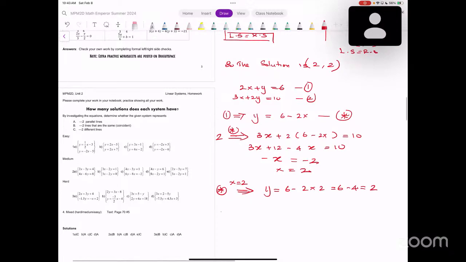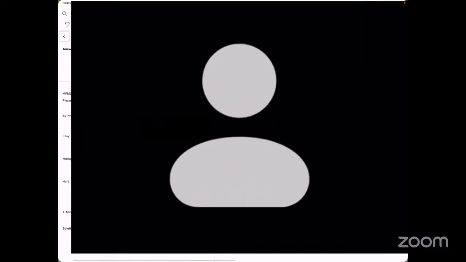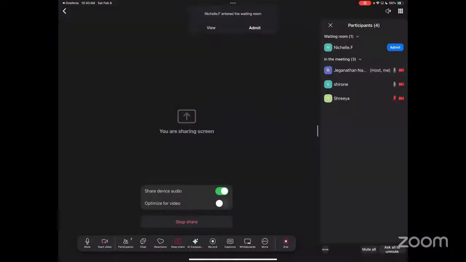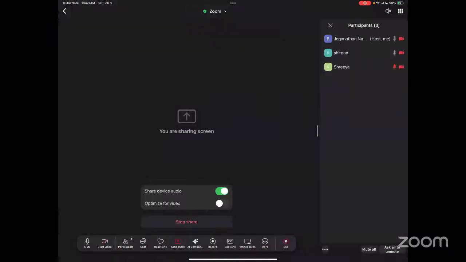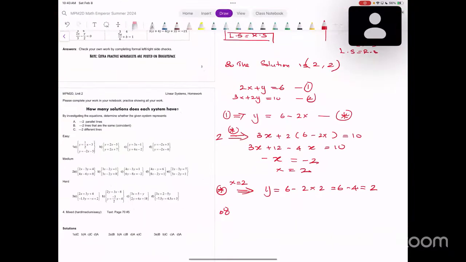You can check it. Therefore the solution is 2, 2. If you verify, that will be correct. Makes sense? You understand that? Yeah. All right.